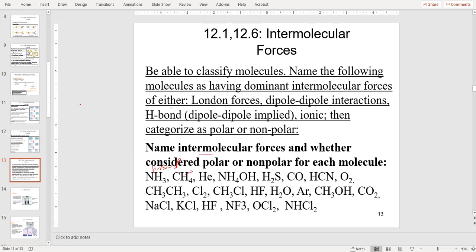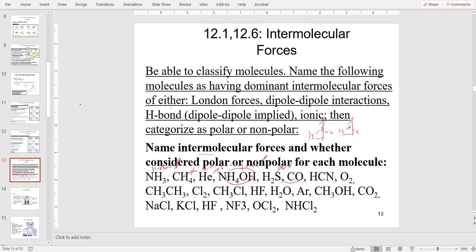CH4 is going to be London force, and that's nonpolar. Helium is London force, that's nonpolar. Ammonium hydroxide, because of the polyatomic ion, it's going to be ionic and polar. Hydrogen sulfide, if I drew it out, it's going to be dipole-dipole, but because it doesn't possess the big 3 atoms, nitrogen, oxygen, or fluorine, it can't be hydrogen bonding. So it's dipole-dipole and polar.